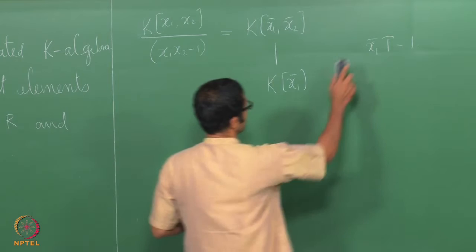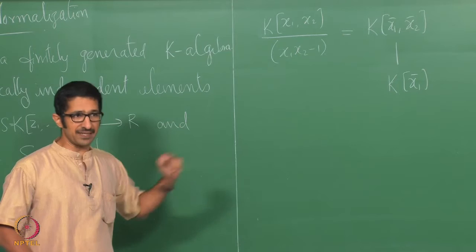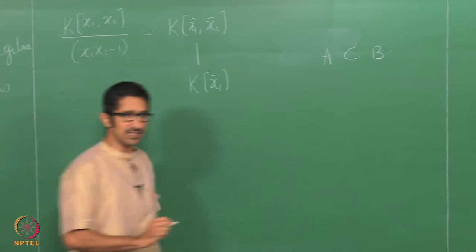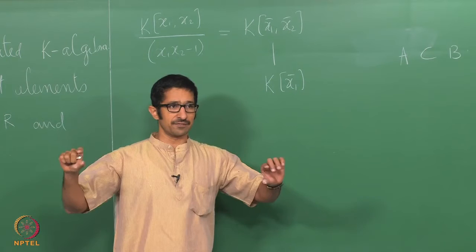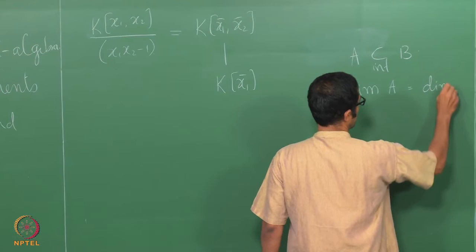One big advantage of the extension being integral is that the dimensions are the same. So if I have an integral extension A contained in B, we defined the Krull dimension, right? The maximal length of a chain of prime ideals. If this is integral, then the Krull dimension of A is the same as the Krull dimension of B.